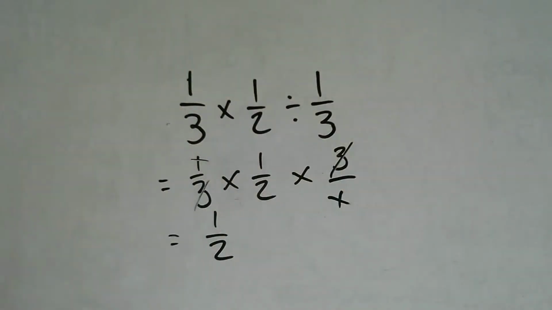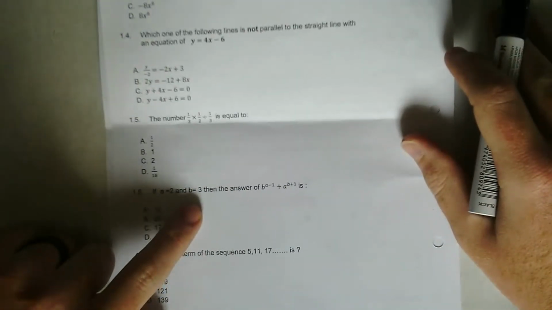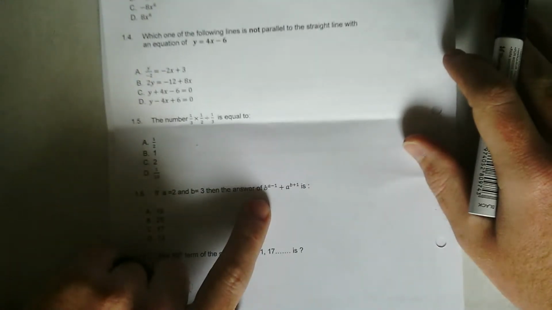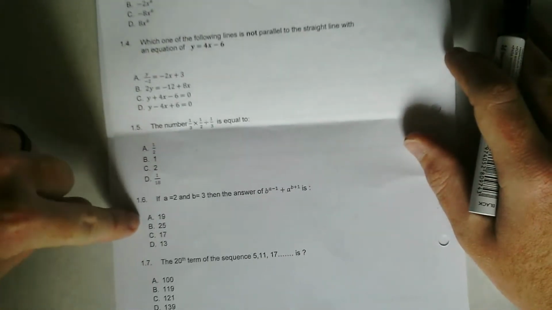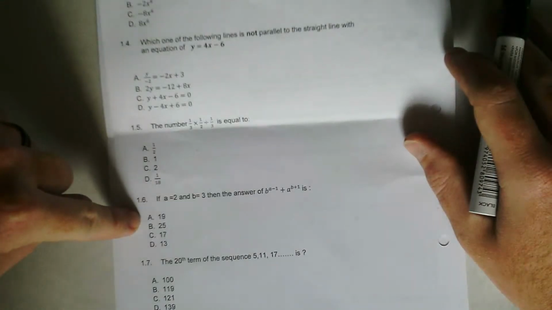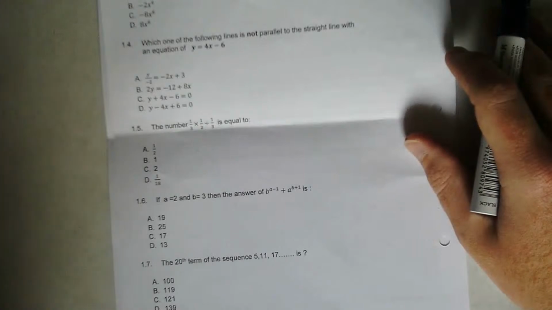Then for question 1.6, question 1.6, they ask you the following. So it states here, if A is equal to 2 and B is equal to 3, then the answer of B to the power of A minus 1 plus A to the power of B plus 1 is, and then you need to choose the applicable answer over here. So we now need to take 2 and 3 and substitute them wherever it is applicable, and then we'll work from there onwards.